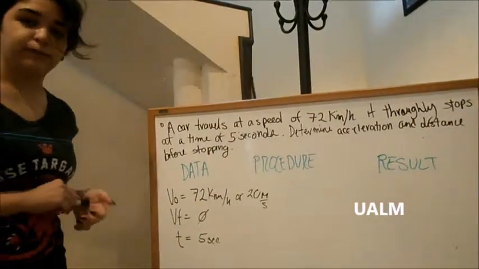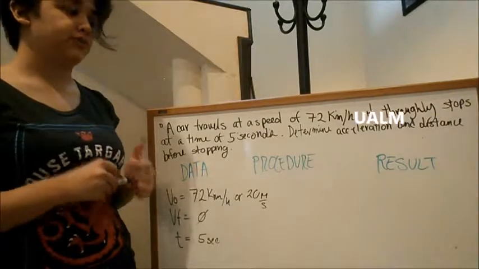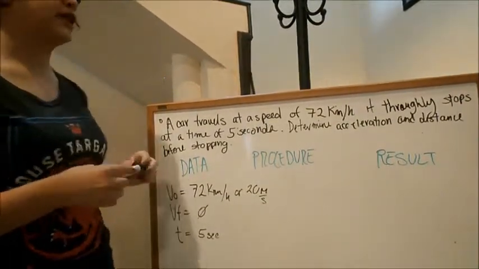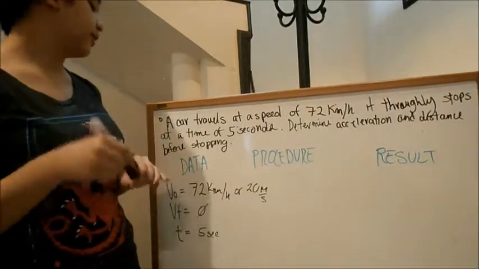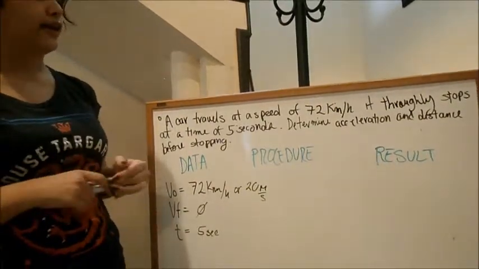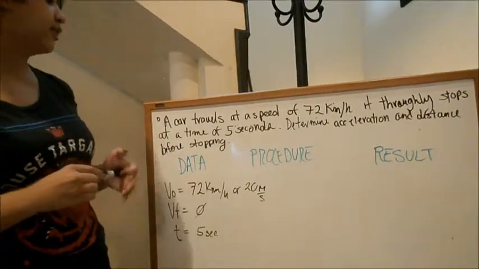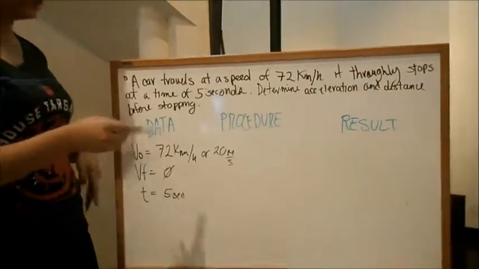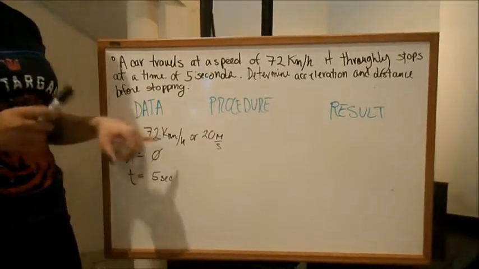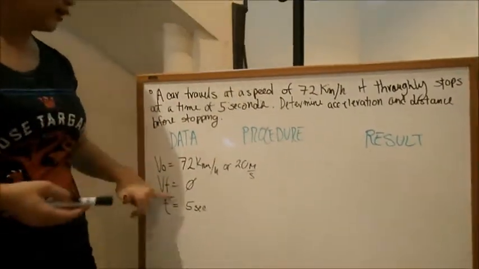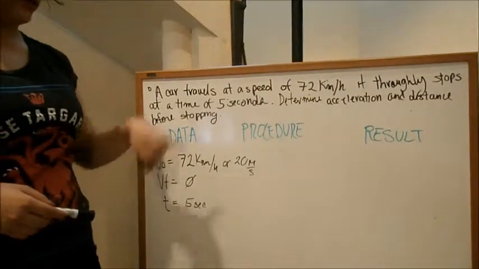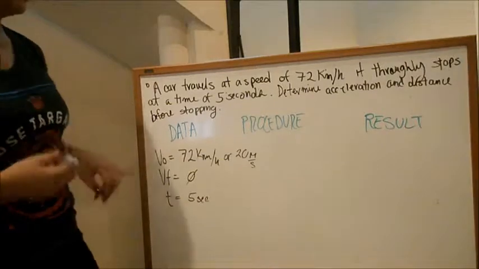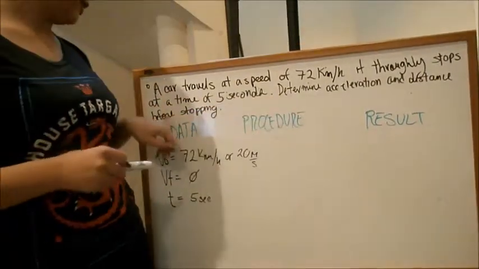So for the next problem, we're going to talk about uniform acceleration motion. And the problem says, a car travels at a speed of 72 kilometers per hour. It slowly stops at the time of 5 seconds. Determine acceleration and distance before stopping. So our data says that the initial velocity is 72 kilometers per hour, or 20 meters per second. It also says that the final velocity is 0 since it stops. Then that time is 5 seconds. It is asking us for acceleration and distance.